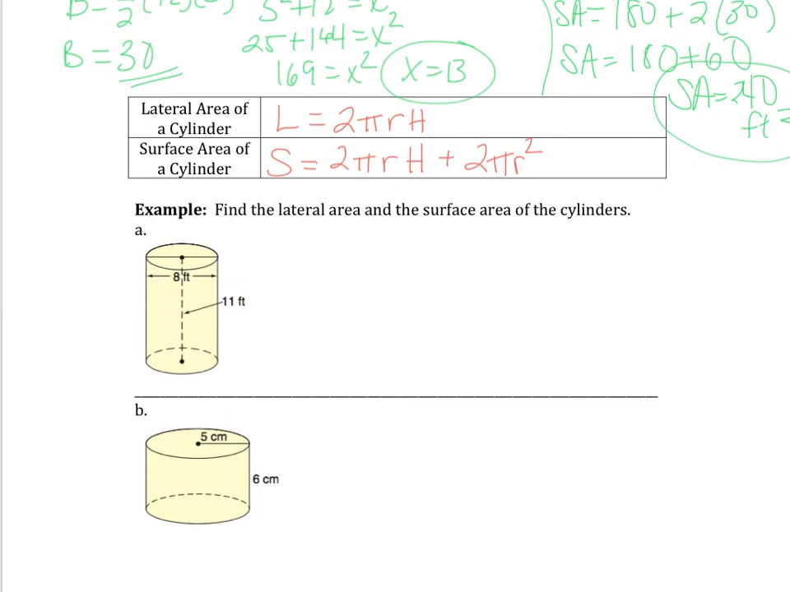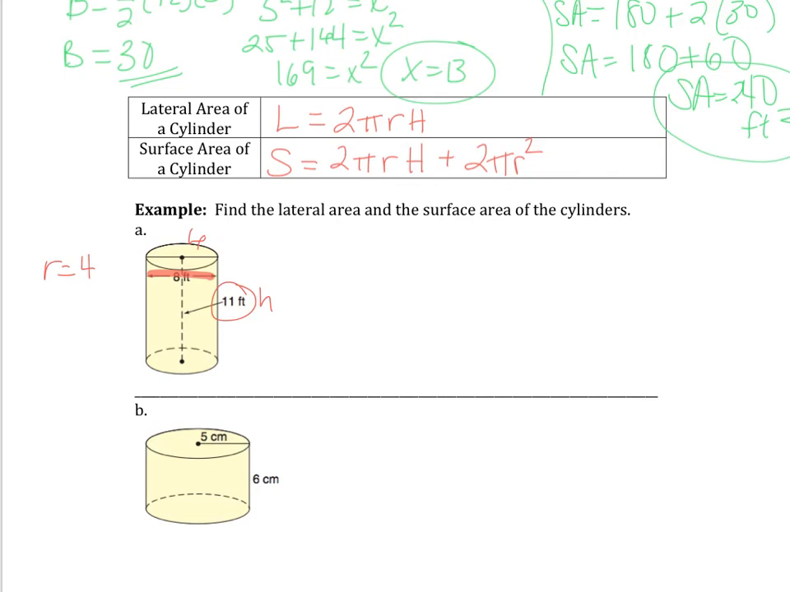So now we're going to find the lateral area and surface area of the cylinders. So again, the two things I need to see are what my height is and I need to know my radius for sure. Then I'm going to use those formulas and plug stuff in. So I see here that I'm given this diameter is 8. So using that information, I know my radius is 4. So I'm going to go ahead and label that over here. And the height is again between those two bases, so that's my height. Now it looks like I have everything I need.